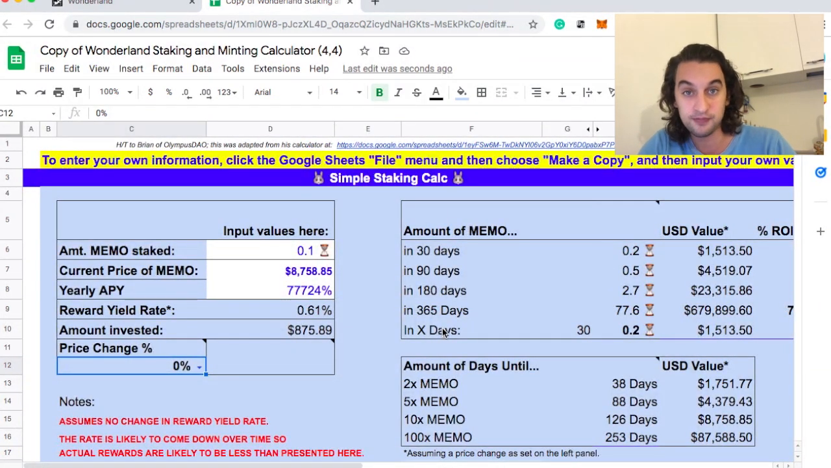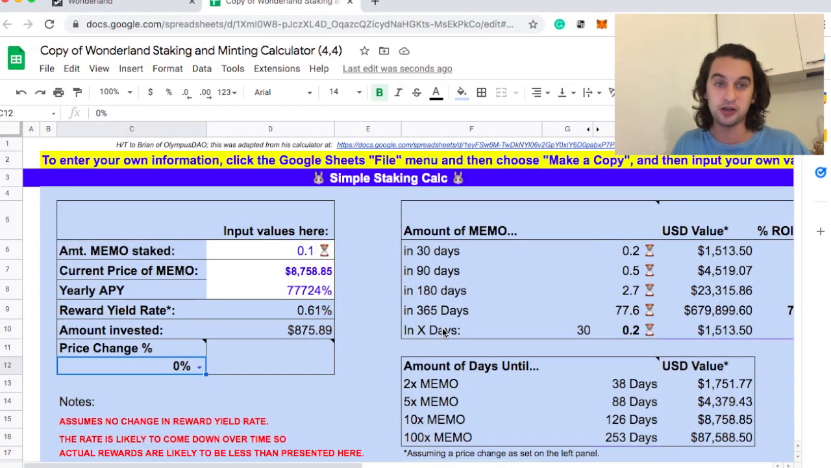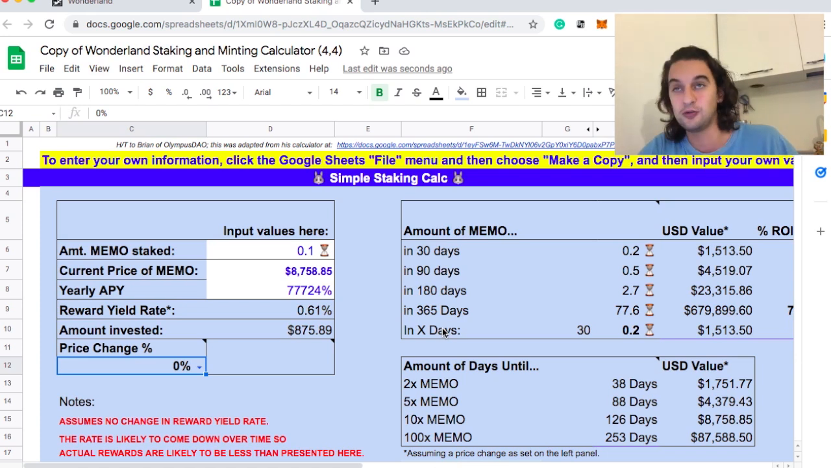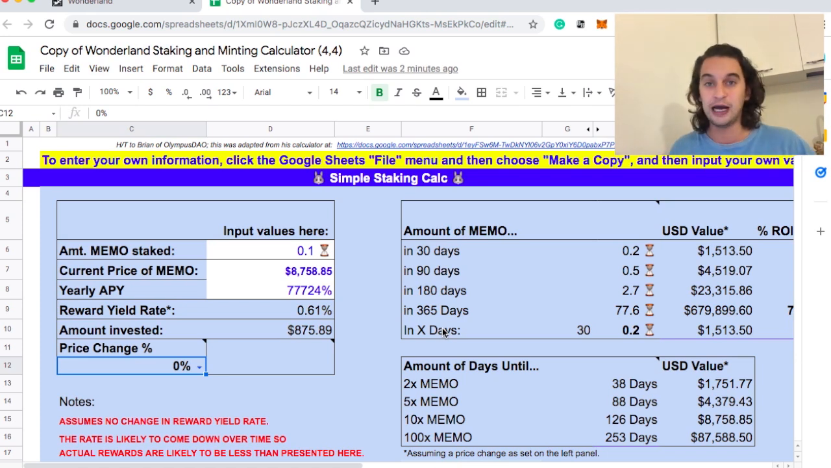If you're patient, the thing is you need to be patient. So you need to be one of those that, whether the price goes up or down, you're not bothered. You just want to stake a little bit of money into this project and see how it goes.